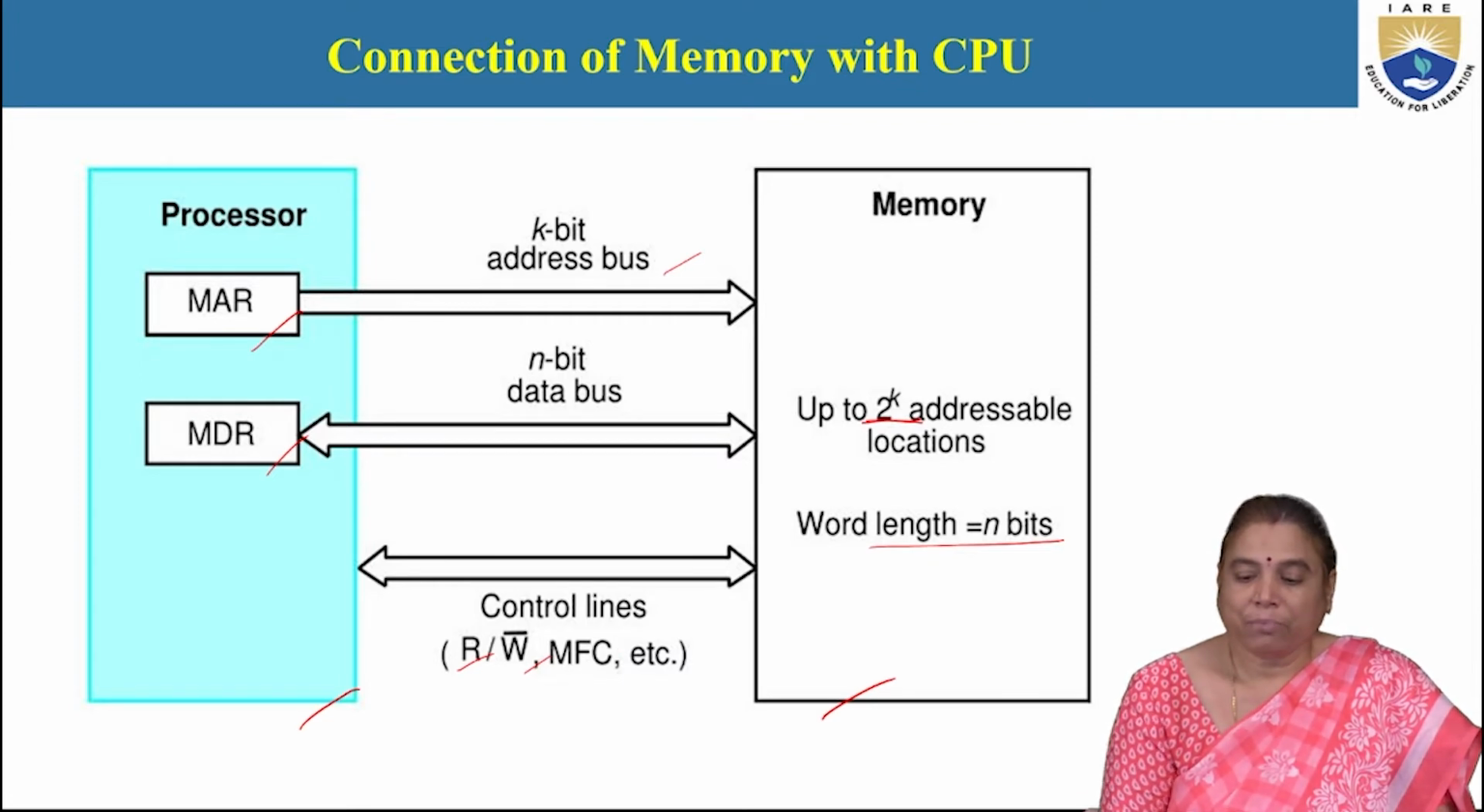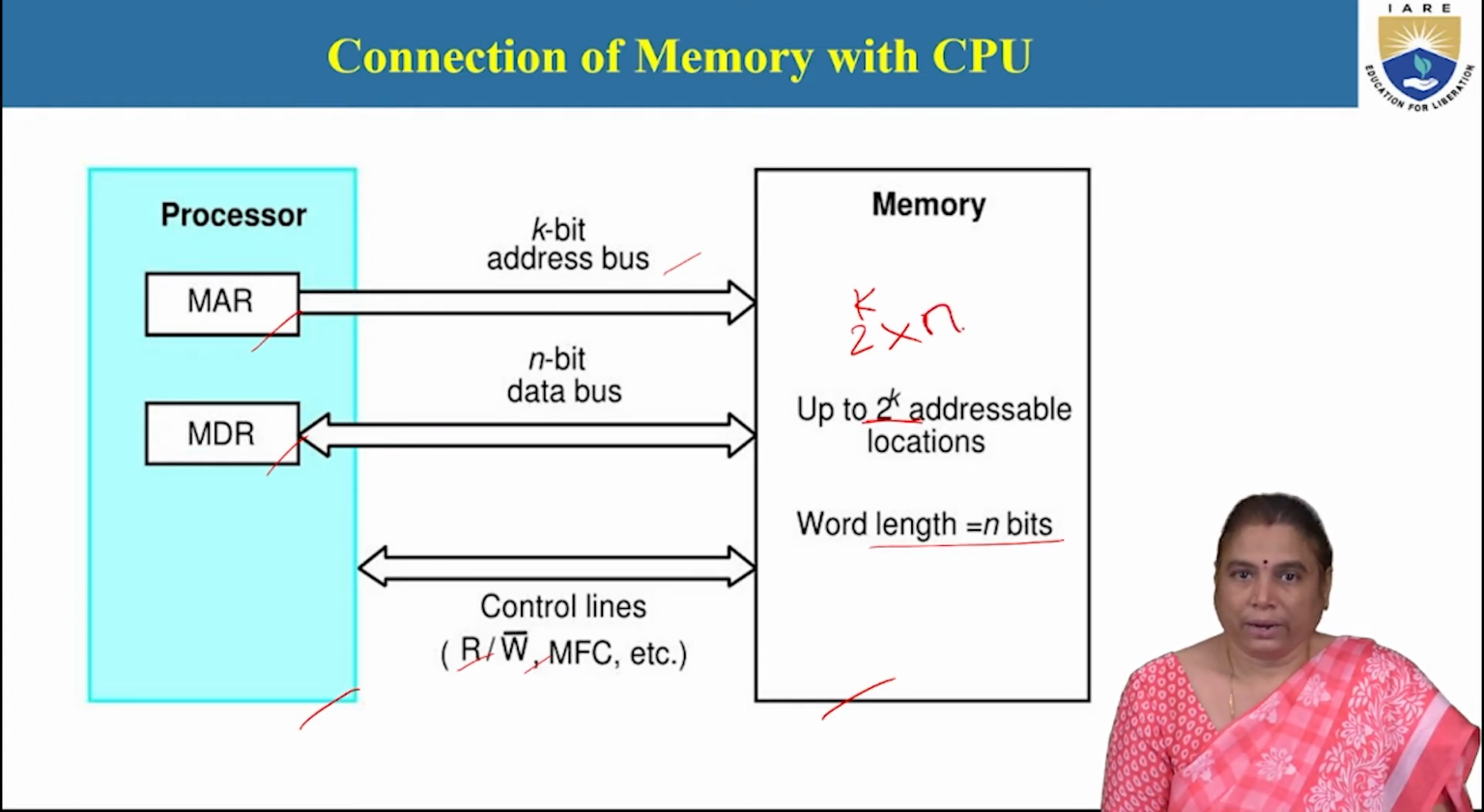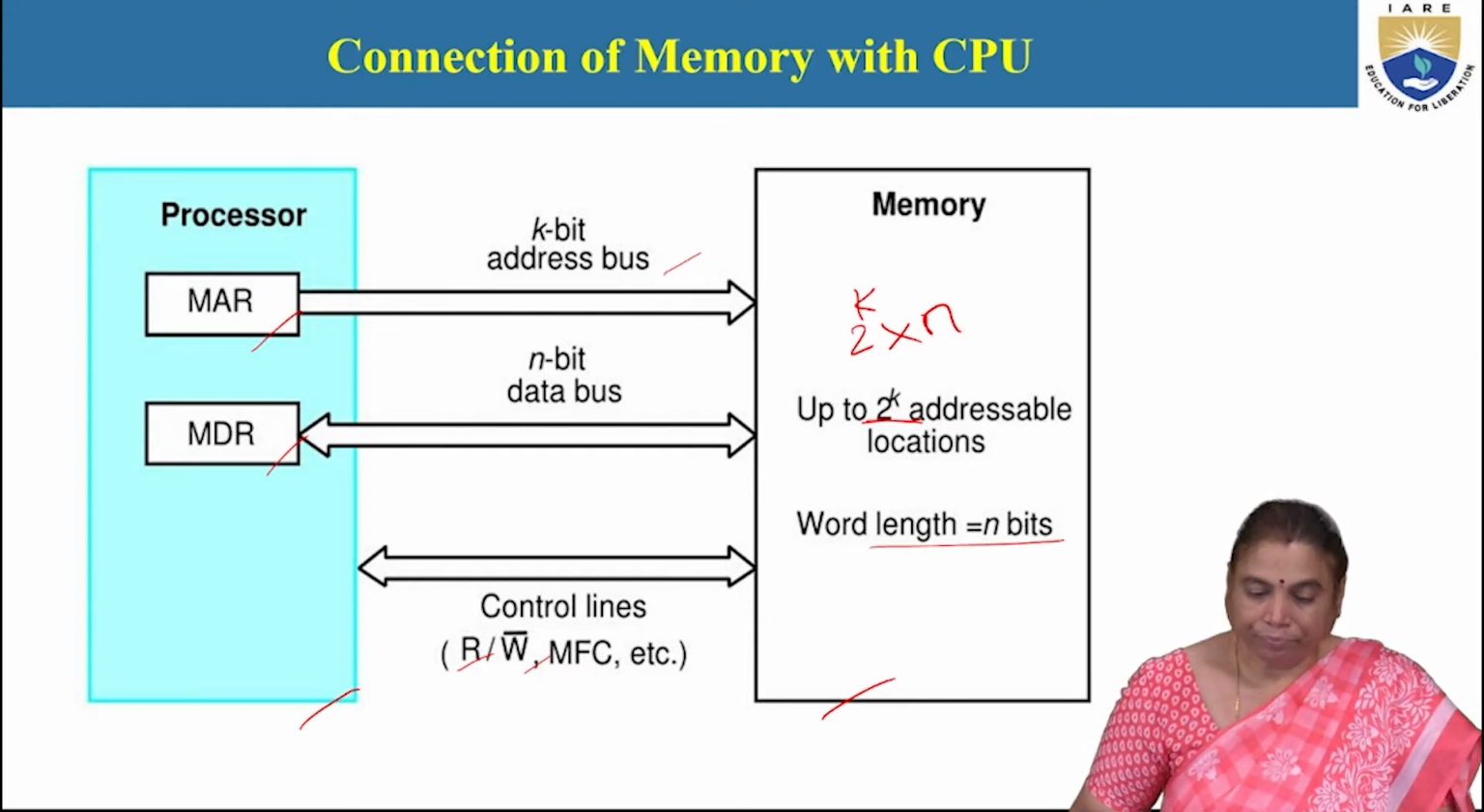And the size of the memory is generally specified with the address space 2 power k, where k is the number of bits of the address bus, and by how many data lines there are, that is the word length of the memory. So like this, the storage capacity of the memory can be specified.